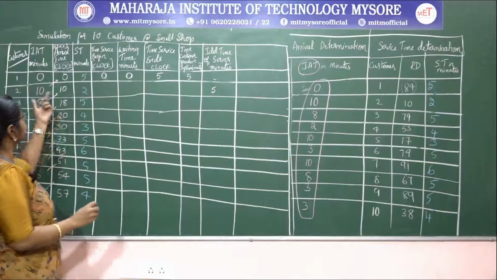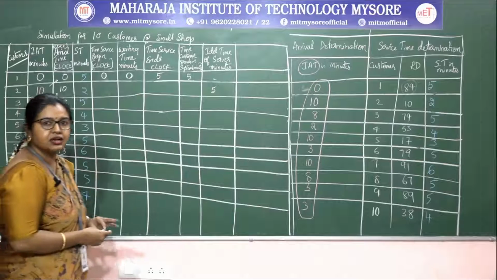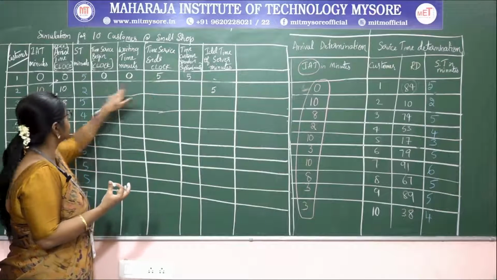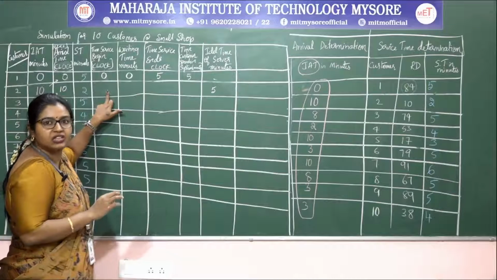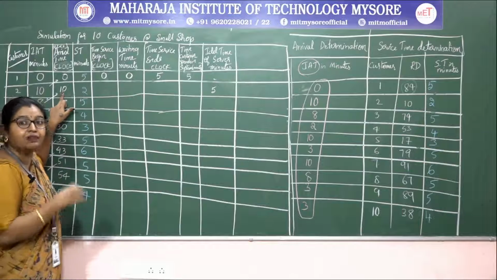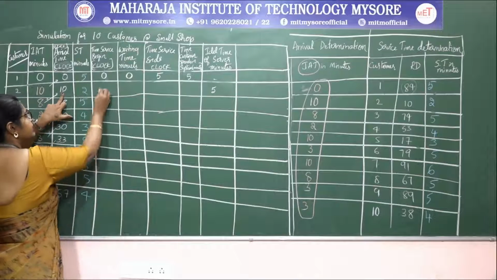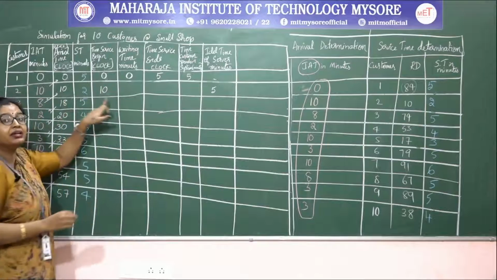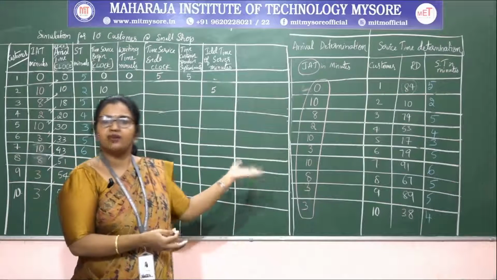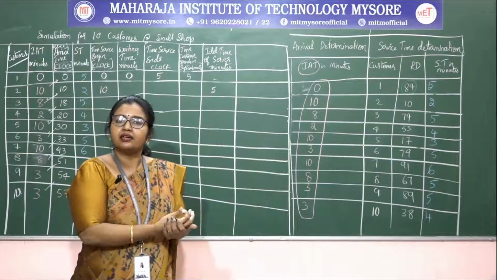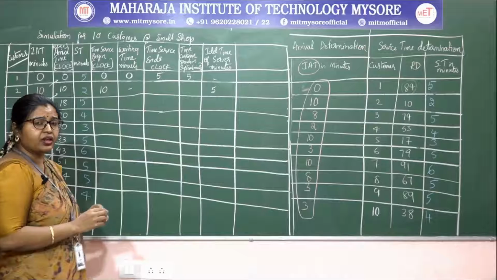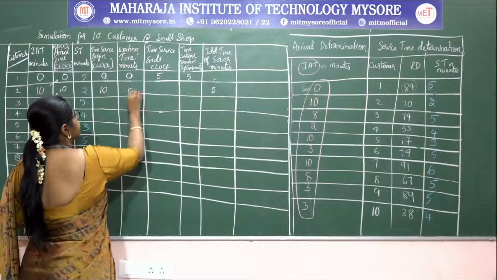Now at what time will the next customer start taking the service? The previous customer completed his work by the 5th minute, but the next customer is coming after 10 minutes, so definitely the service will start at the 10th minute. Has he waited in the system? Once he came, the server was idle, therefore he is taking the service. So there is no waiting time. The waiting time is 0.